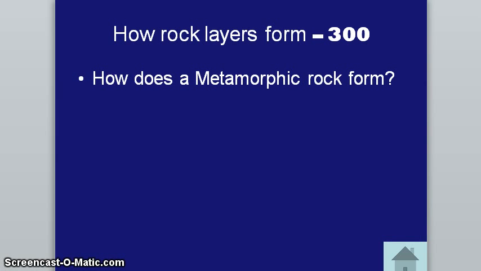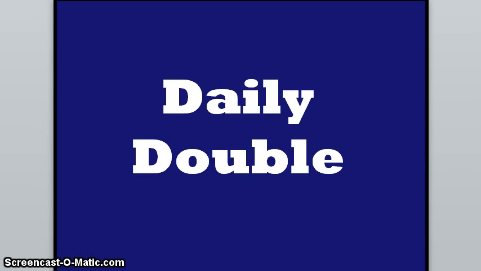And how do metamorphic rocks form? Metamorphic rocks are going to form from heat and pressure. As tectonic plates collide, it is going to put a lot of stress on the crust of the Earth, and that stress will then be in the form of heat and pressure, giving us then metamorphic rocks.